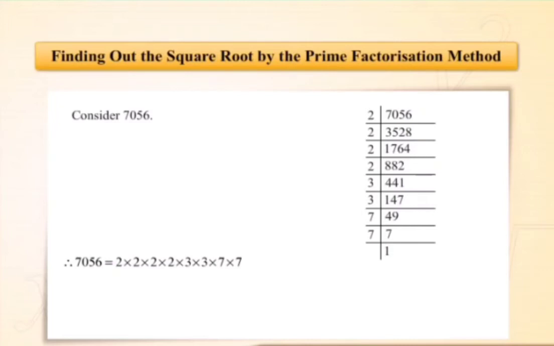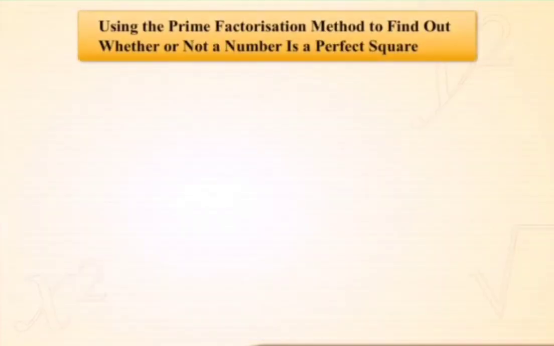Now, let's make pairs of the factors by underlining them. You have 2 pairs of 2 and 1 pair each of 3 and 7. To get the square root, pick one number from each pair. Therefore, the square root of 7056 is 2 into 2 into 3 into 7, which is equal to 84. You may also use this method to check whether or not a number is a perfect square.